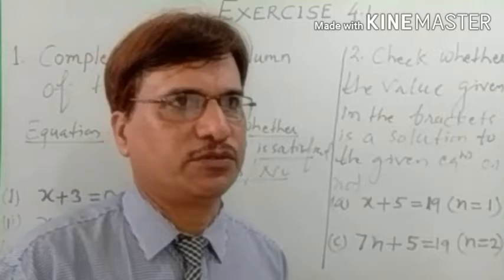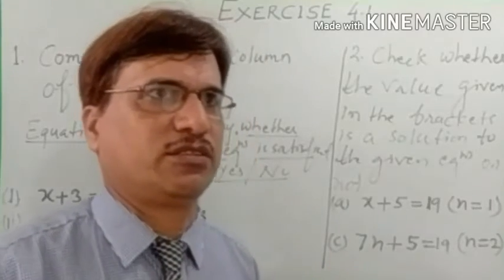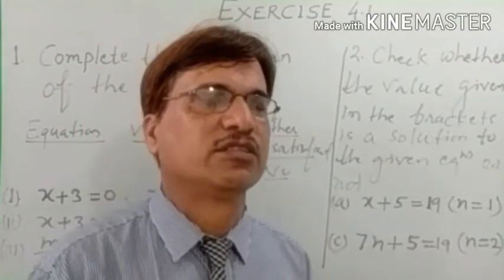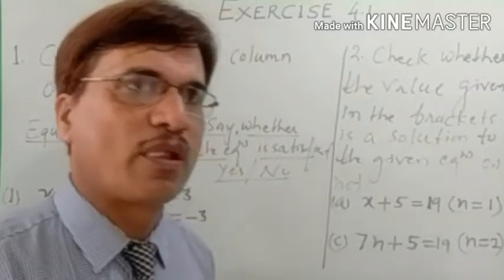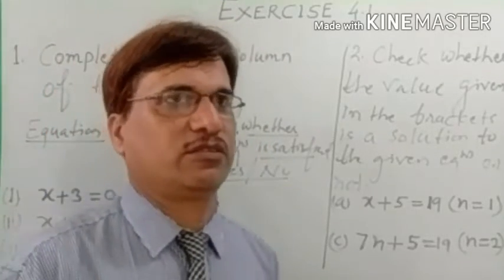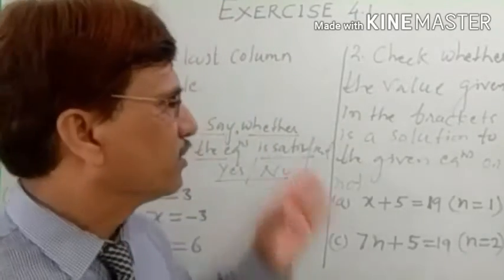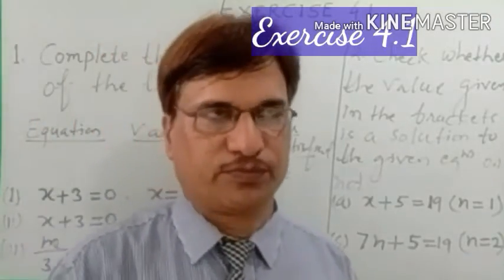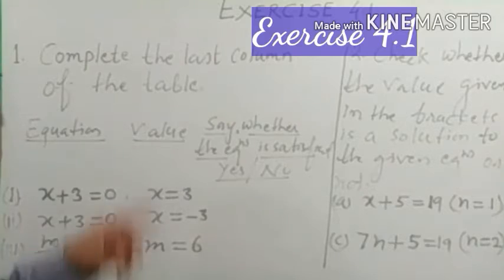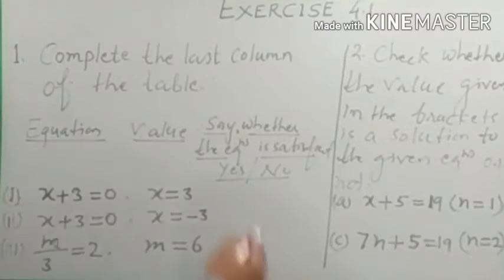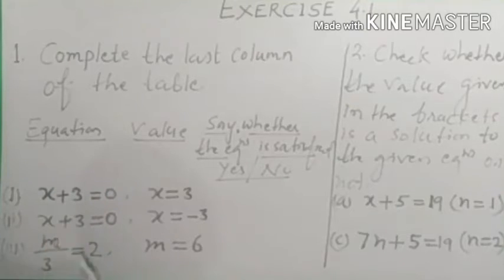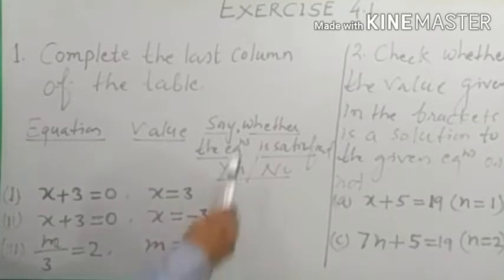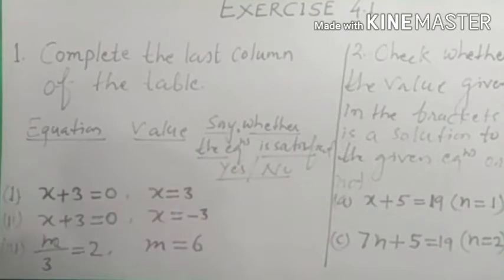We have learned to solve the equation with all three methods: trial and error method, systematic method and transposition method. Now today I will start exercise 4.1. Question first: complete the last column of the table. Equation is given, value, and say whether the equation is satisfied, yes or no.